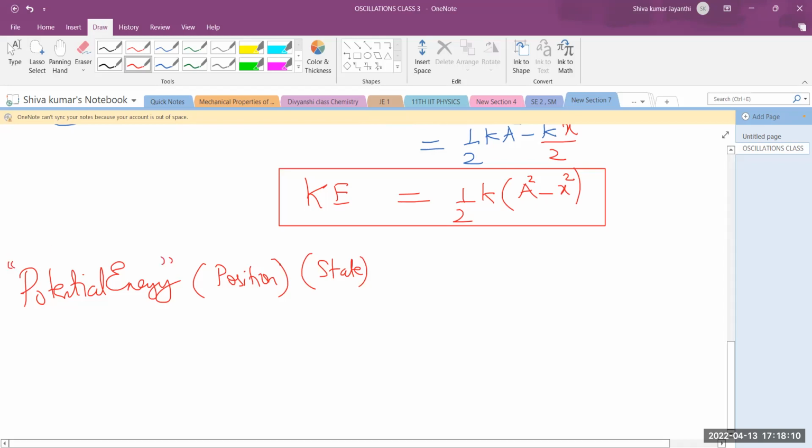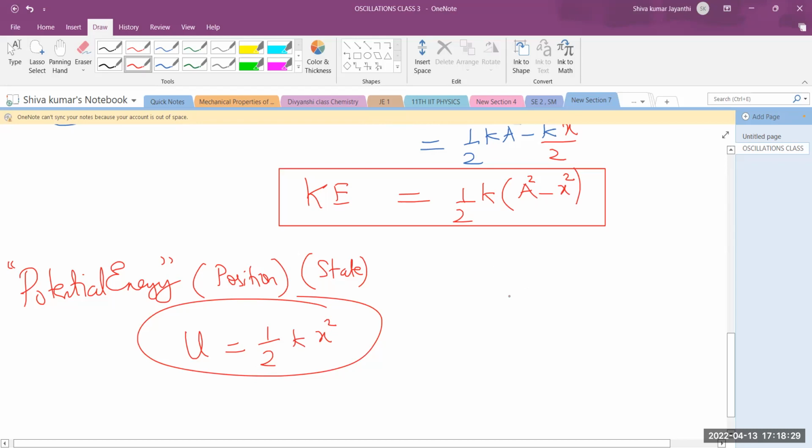So position should give potential energy. Potential energy is represented by U. How is potential energy given as half k x square? This is only called potential energy. How did I get this directly? I will tell you. I didn't get this directly.